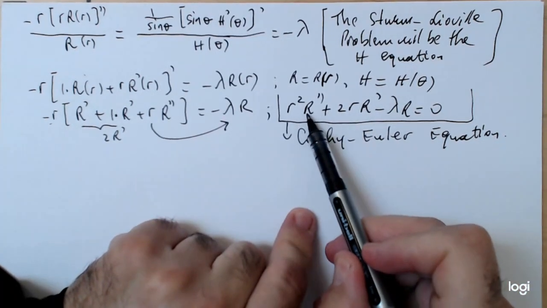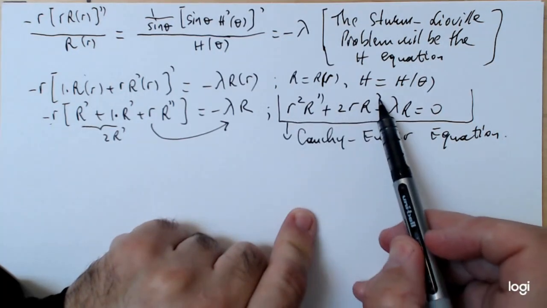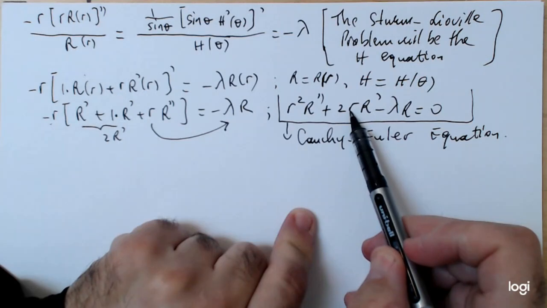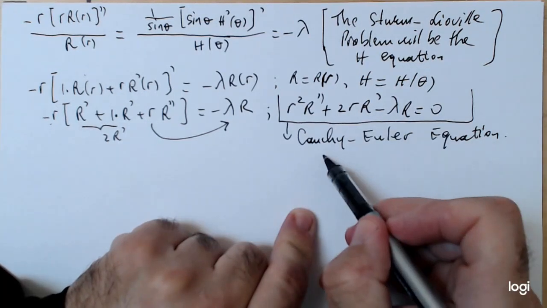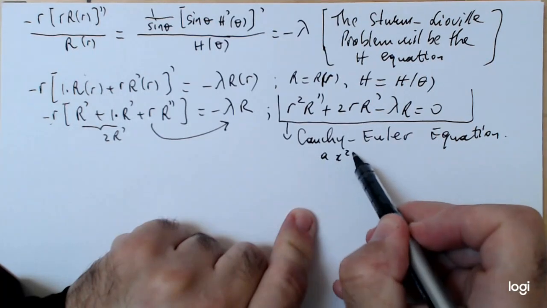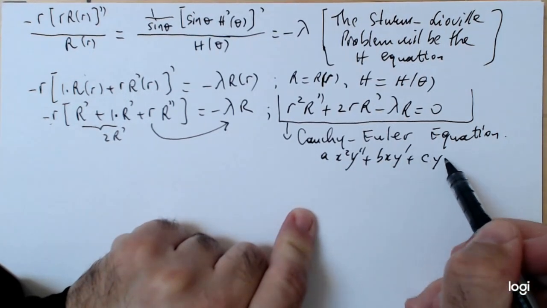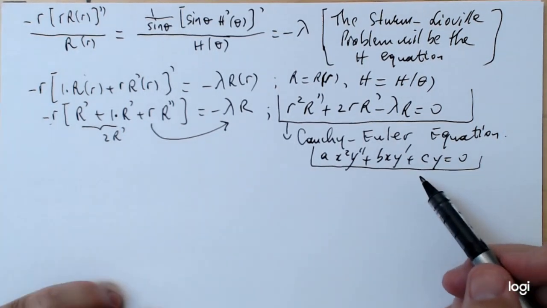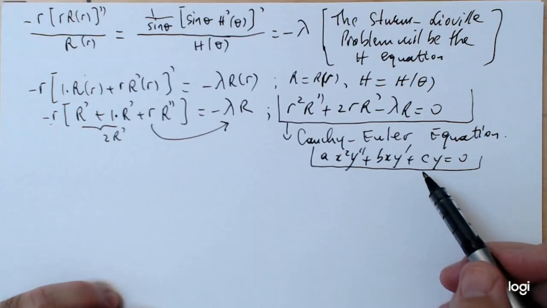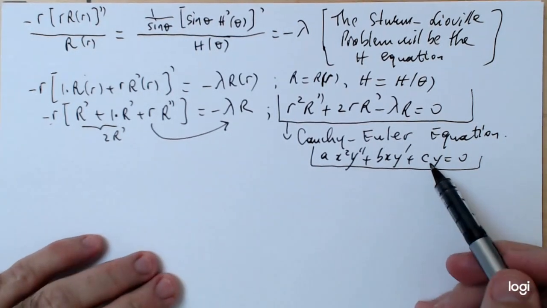Right? So the dependent variable is big R. R double prime has r squared attached to it. R prime has little r attached to it, and big R by itself. So this fits the framework a x squared y double prime plus b x y prime plus c y equals 0. So remember, we solved that using the characteristic equation, a r squared plus (b minus a) r plus c equals 0.